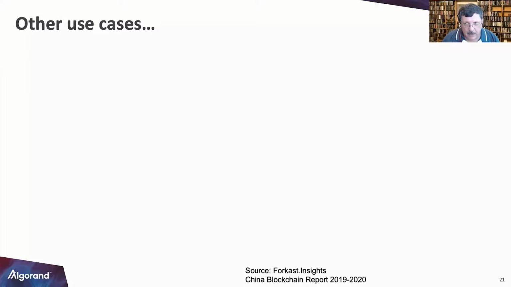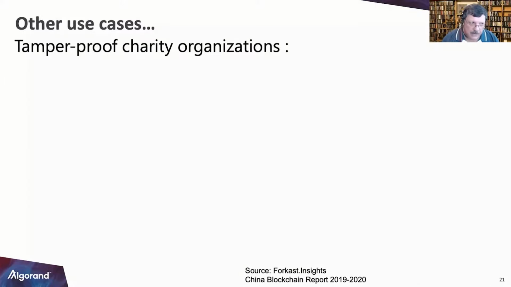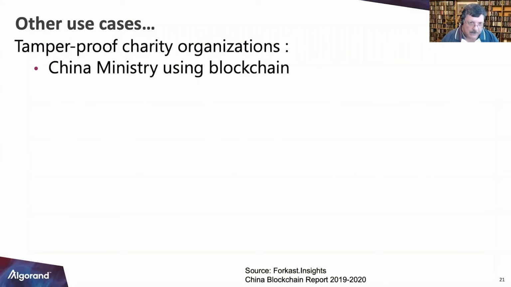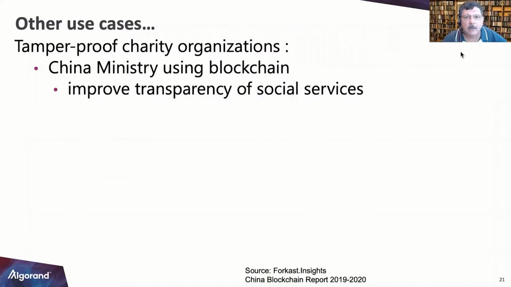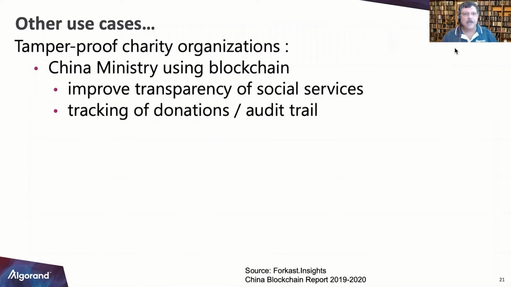So it's not limited to money and cryptocurrencies and things like that. There's a lot of other use cases, right? We saw one up front on the copyrights, as well as now tamper-proof charity organizations. And these examples were taken from a recent China blockchain report for 2020. And then what you're seeing here is the China ministry is now using blockchain to improve transparency of social services. And the big thing is the ability to track all of the donations with an automatic audit trail that's built right into blockchain. So you see, they had problems before with this.